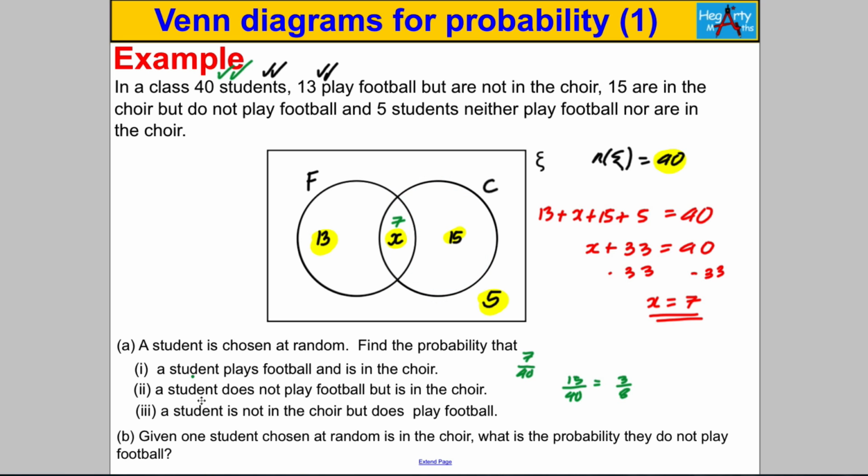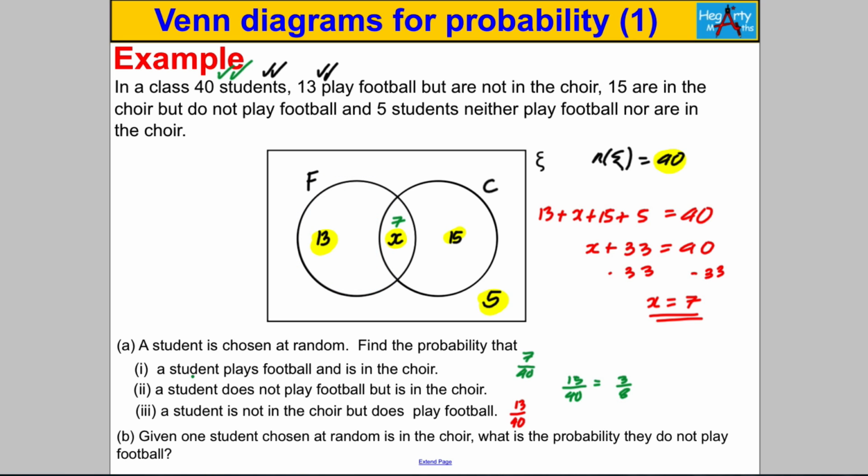Okay, next one. Find the probability that a student is not in the choir but does play football. So we're looking for the students who play football but are not in the choir, so they are these 13 students here. So our answer in this case would be 13 out of 40, which we can't simplify any further.